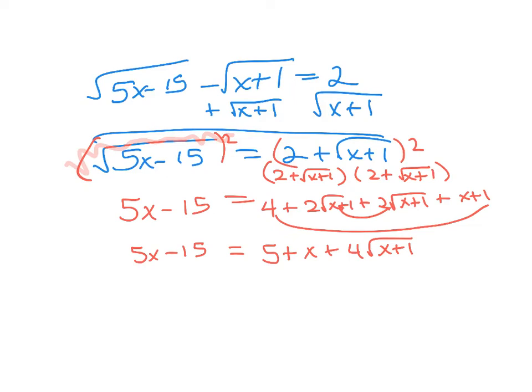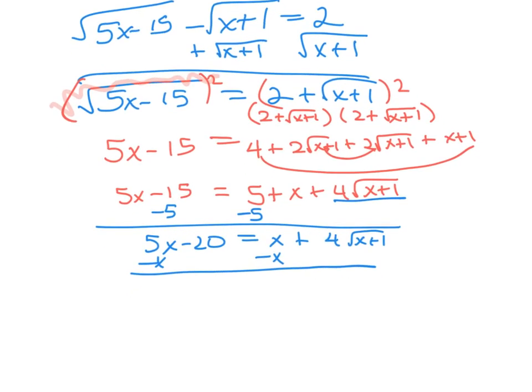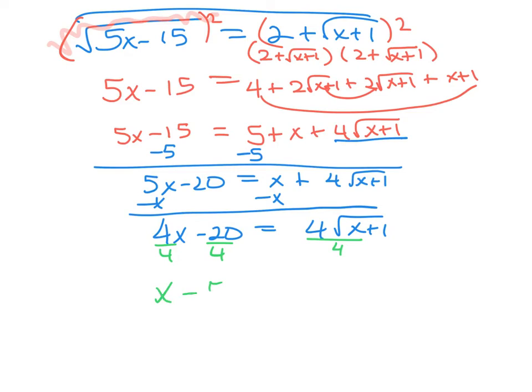I'm now going to try to isolate this radical. So I'm going to move the 5 over by subtracting it. Then I'm going to move the x over. I now have 4x minus 20 is equal to 4 times the square root of x plus 1. I'm actually going to divide everything by 4, so my problem's not so huge. So then I get x minus 5 equals the square root of x plus 1.